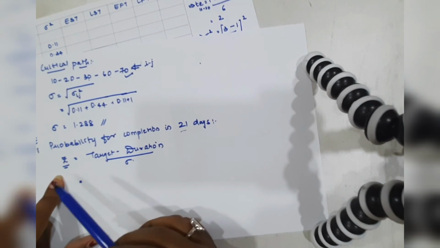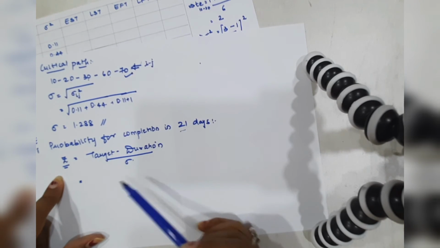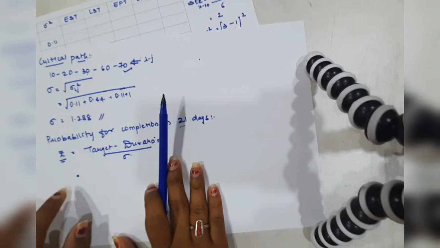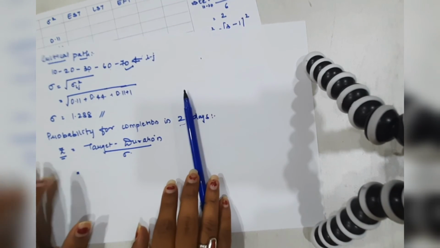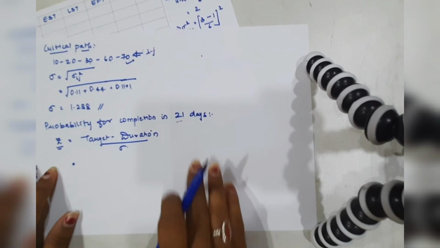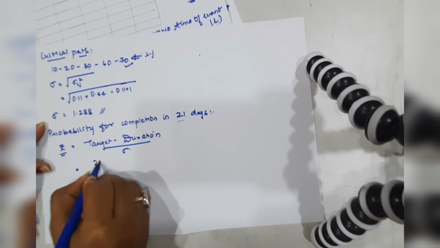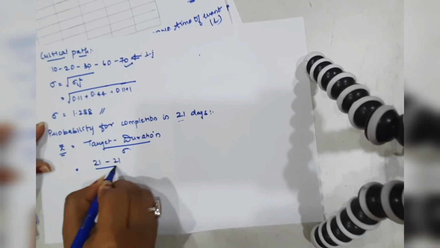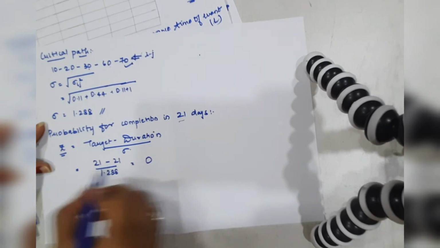Because in that table there is a value of z which we need to correlate, and we will get the probability by multiplying by 100. In this way we are going to calculate it, and find out the value of z. So now let us calculate the value of z. Our target is 21 and our duration is also 21, divided by 1.288. So this would give us the value of z as 0.